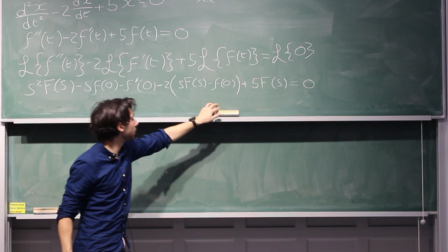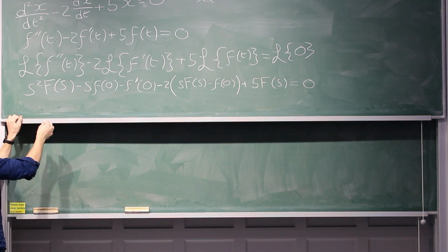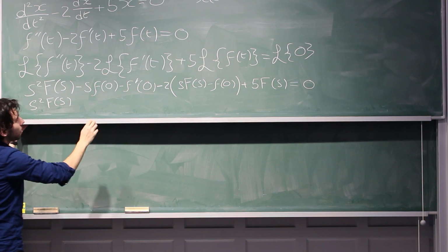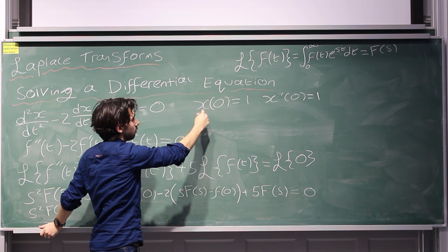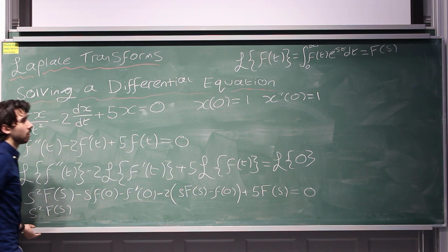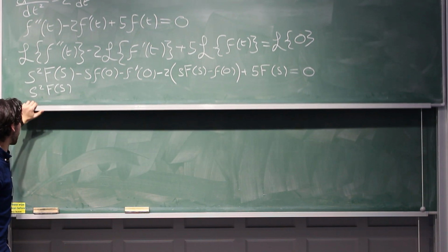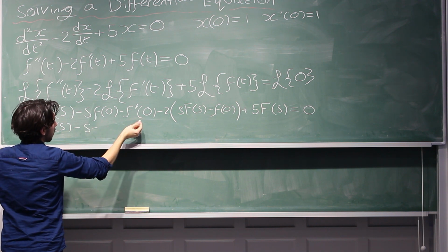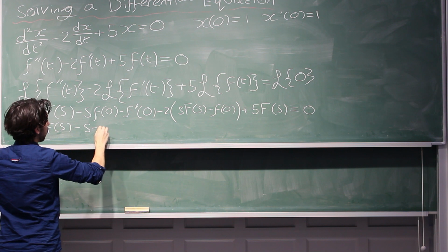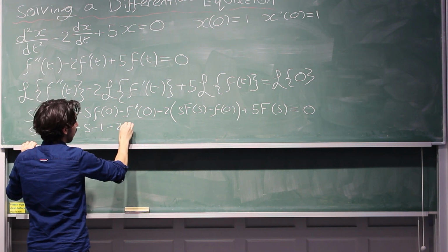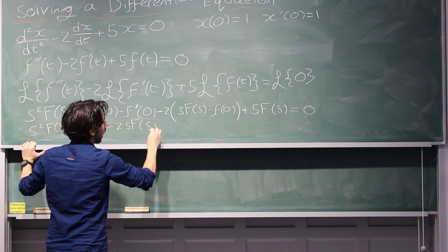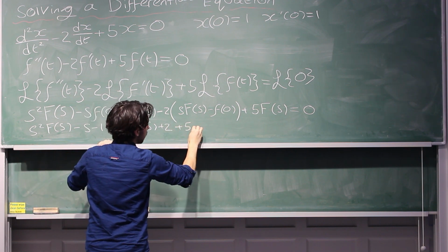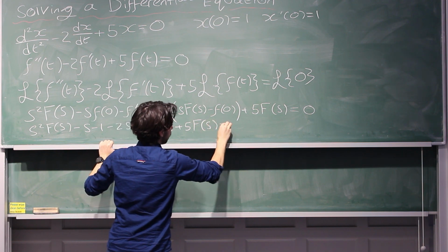Now, just for space, I will simplify this slightly. So we've got s squared capital F of s. We've said that the boundary conditions are f of 0 is 1 and the derivative at 0 is also 1. So they're both the number 1 in this case. So we've got minus s, minus 1, and then minus 2 times s times F of s, and then minus, so that's plus 2, plus 5 times F of s equals 0.